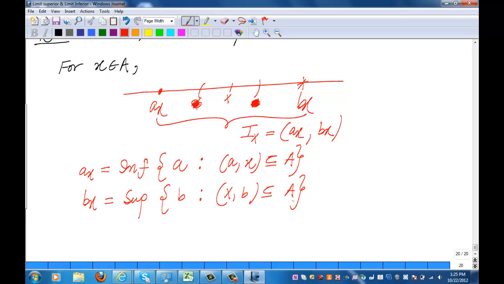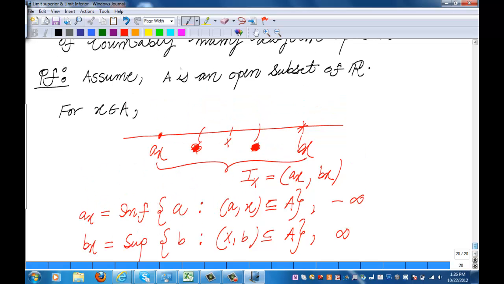Now you might say, how do I know the supremum and infimum exist? Actually, I don't know. Maybe there is no supremum for the set of all b such that the interval from x to b is inside of A. That means it's an unbounded set, and in that case you take bx to be infinity. In the same way, if the set of all a such that the interval from a to x is inside of A has no lower bound, then you take ax to be negative infinity. So ax could be a number or negative infinity, and bx could be a number or positive infinity. But still it's an open interval.